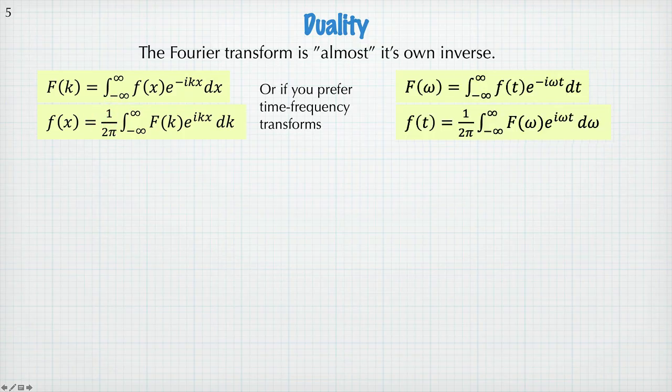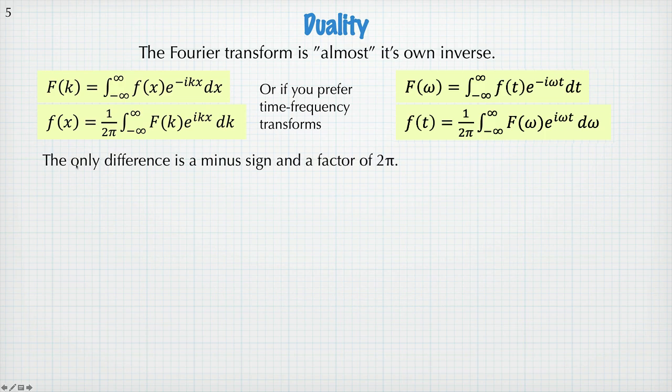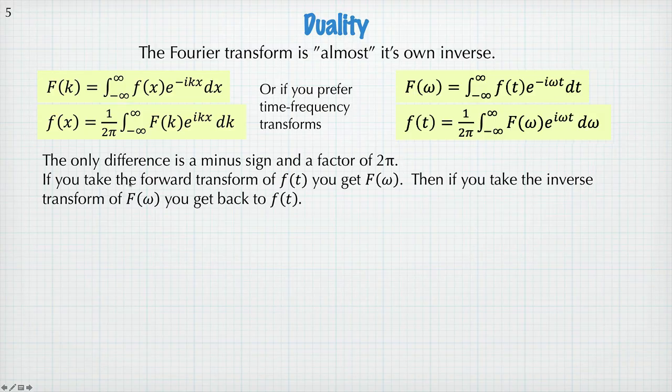This is the same transforms written out with omega and t, in case you prefer looking at them in that way. Okay, so the only difference between the forward and reverse transforms is the minus sign and the factor of 2 pi. Now, to state the obvious, if you take the forward transform of f of t, you get big F of omega. Then, if you take the inverse transform of big F of omega, you get back to f of t. That's the whole point, and this is a way of expressing these definitions in words.